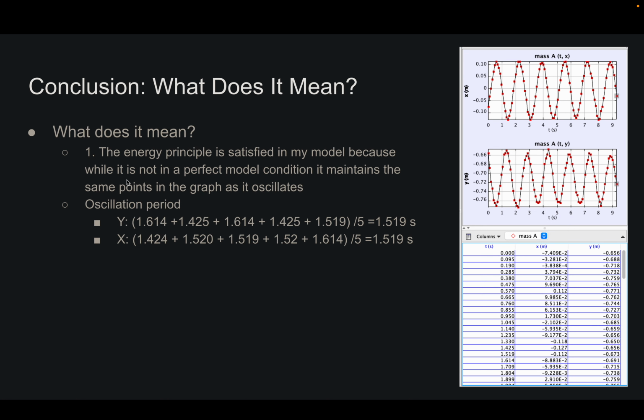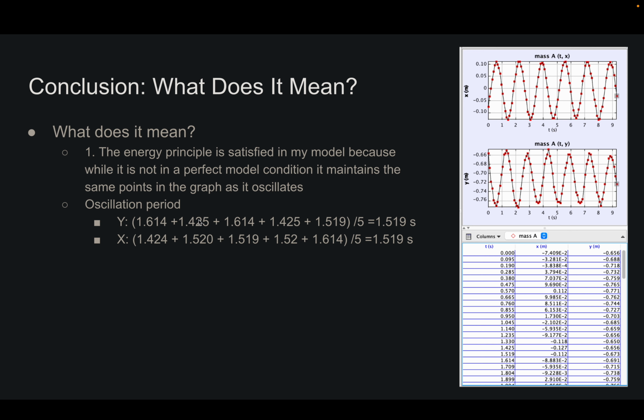And so what does it mean? This means that the energy principle is satisfied. In my model, the energy principle is satisfied because, while it's not a perfect model condition, it maintains the same points in the graph as it oscillates, and it shows that the oscillation is relatively similar, which means that there's no energy lost or created.